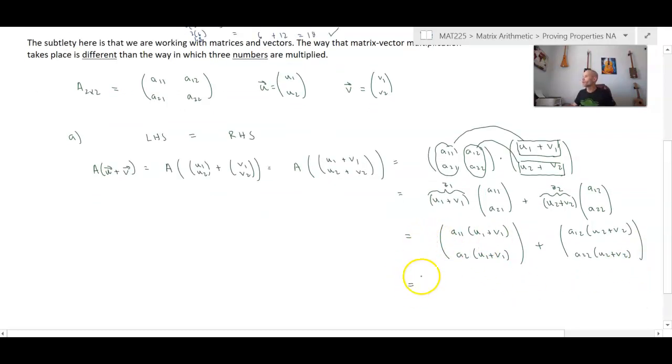All right. Now here we can distribute because these are just numbers, and we know that the distributive property holds for real numbers. So I can multiply through a11 times u1 plus a11 times v1. And then I'm just going to go ahead and add all the components together, plus a12 u2 plus a12 v2. And down here, again, I'll distribute a21, a21 u1 plus a21 v1. Down here, I'll have a22 u2 plus a22 v2.